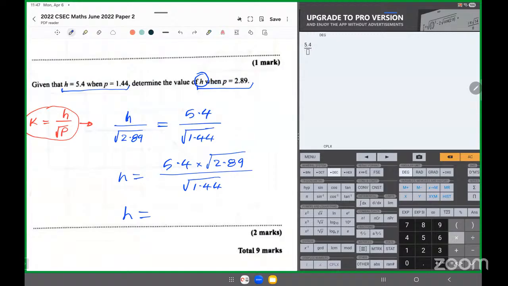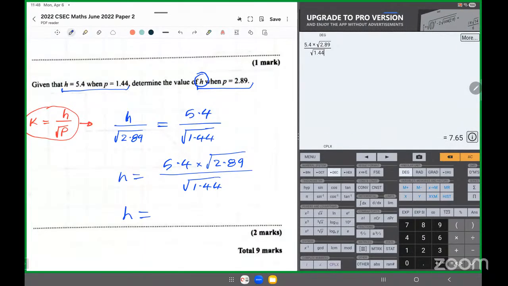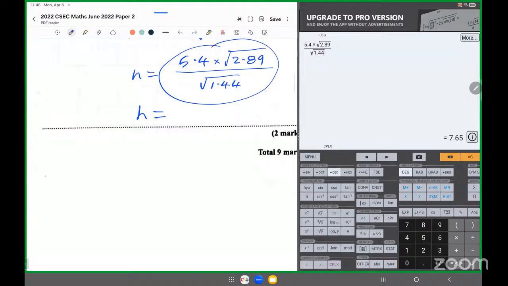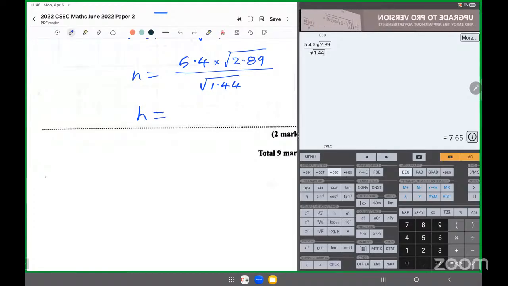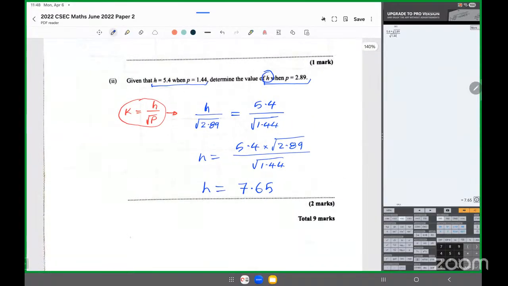So if you did it a way where you worked it out, no problem. Right? But I have to teach you to do the questions efficiently. I've typed this thing in the calculator right here. And the answer for that H is 7.65. So the H is 7.65 at that time. And that is it.